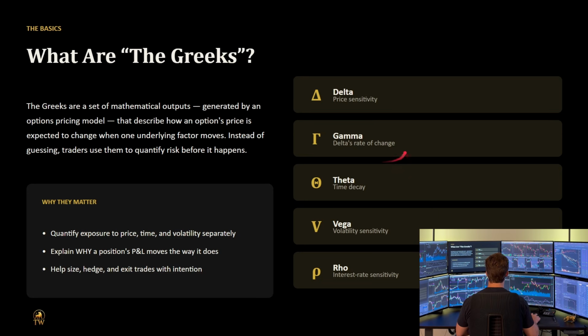Just real quick, delta will cover the price sensitivity. Gamma will cover delta's rate of change. Theta is our time decay Greek. Vega is our volatility sensitivity Greek, and rho is our interest rate sensitivity Greek. The main four that you're going to want to know and watch pretty closely are delta, gamma, theta, and vega. Rho is important as well, but it has much less of an effect on the option price itself. I'll get into that a little bit later on.